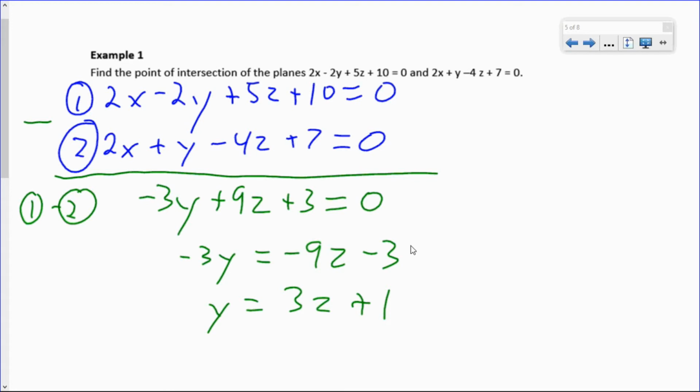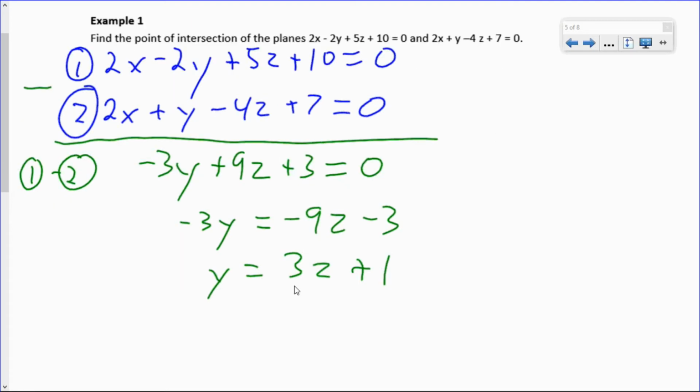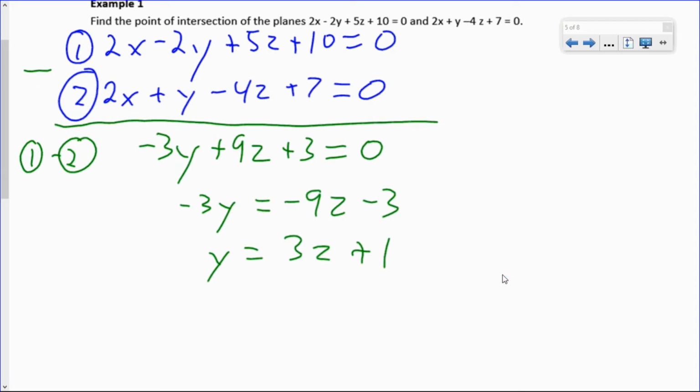Now, I understand using elimination in this scenario is much different than what you're used to. We're not actually able to solve for x, y, and z. That's impossible, and we know that from the geometry part of it. But now that I've solved for y in terms of z, I could sub that into either equation 1 or equation 2. Notice equation 2 is quite a bit easier to work with in this case, so I'm going to sub that into equation 2, and you'll see why.